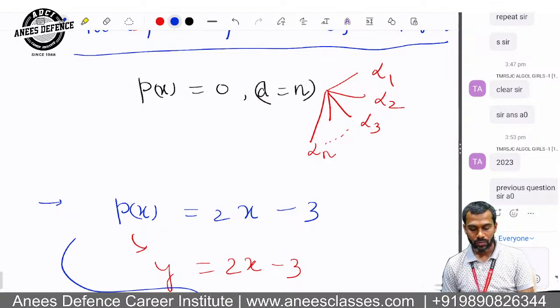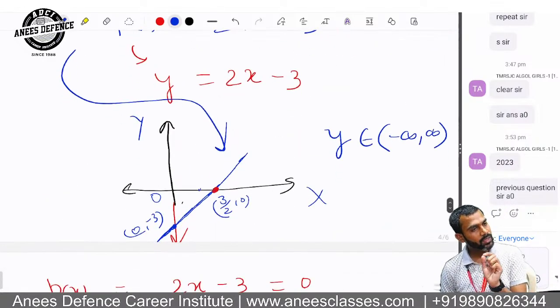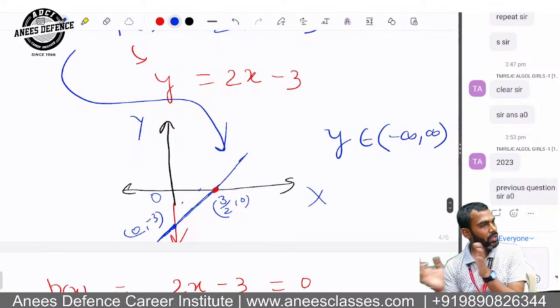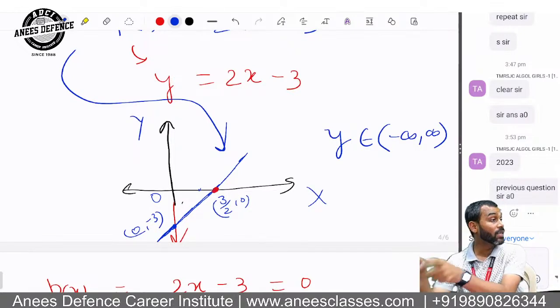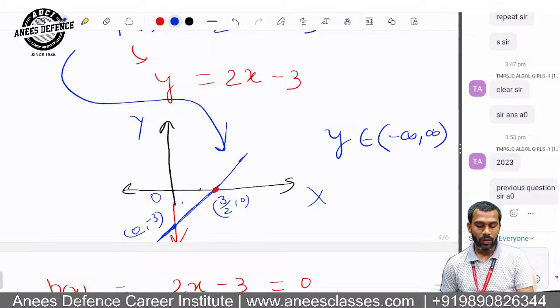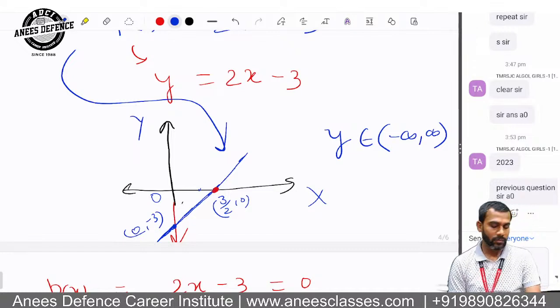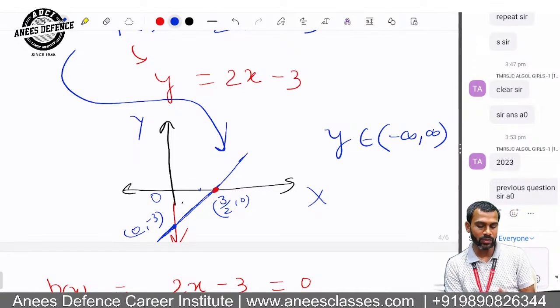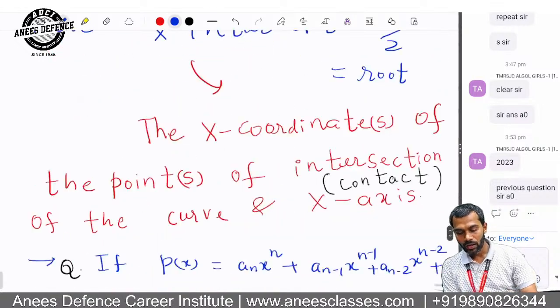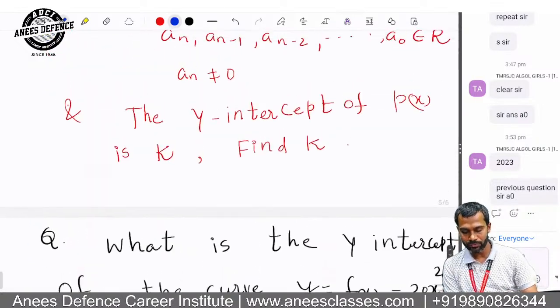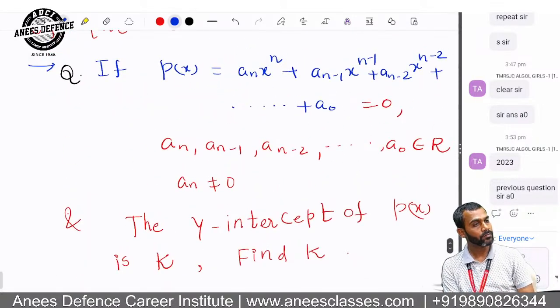Yes or no? So here, in order to find the x-intercept, we need to put y is equal to 0. That is what we did. Yes or no? Now next, in order to get the y-intercept, we need to put x is equal to 0. Then we have got y is equal to -3. Yes or no? So here we need to put x is equal to 0 in the first question in order to get the y coordinate, the y-intercept.